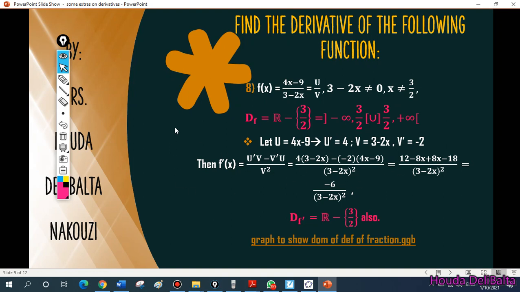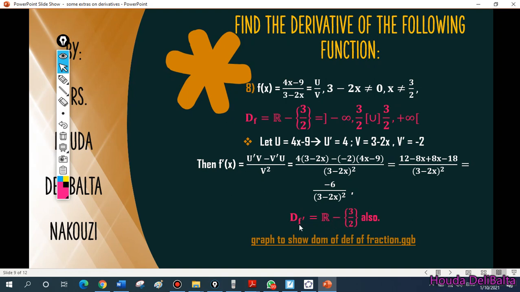Now here we apply the rule: f prime of x equals u prime v minus v prime u over v squared. Now u prime is 4 into v, which is 3 minus 2x, minus v prime, which is minus 2, into u, which is 4x minus 9. Making our calculations, we get 12 minus 8x plus 8x minus 18 over 3 minus 2x squared, which is definitely minus 6 over 3 minus 2x squared. So that's f prime of x.